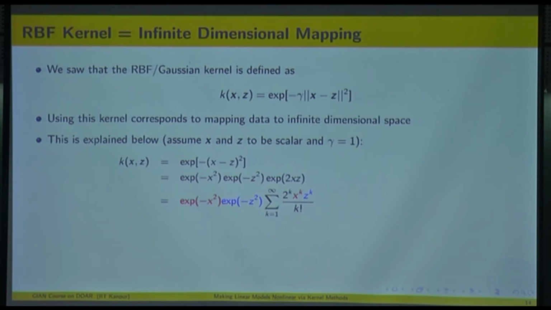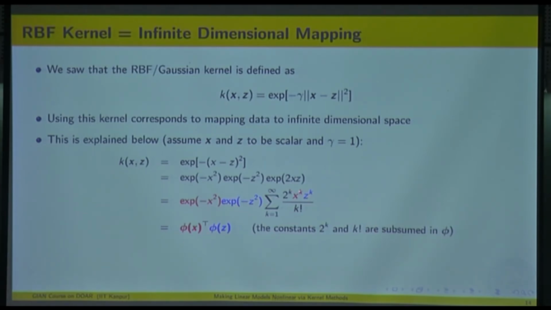So here's the important thing. We have x and z appearing together, right? So in some sense we are computing some sort of inner product between x and z, right? x to the power k and z to the power k. I can clearly see that I can write this as phi of x transpose phi of z, right?